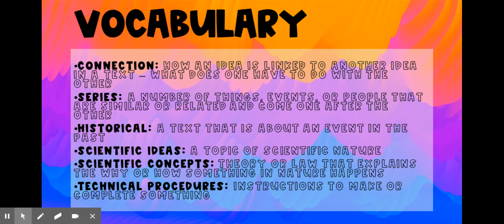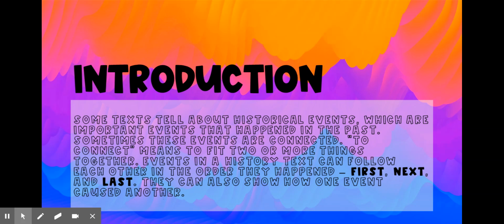Some of our vocabulary that we're going to be looking at today: connection, how an idea is linked to another idea in a text. What does one have to do with the other? Series, a number of things, events, or people that are similar or related and come one after the other. And historical, a text that is about an event in the past. Some texts tell about historical events, which are important events that happened in the past.